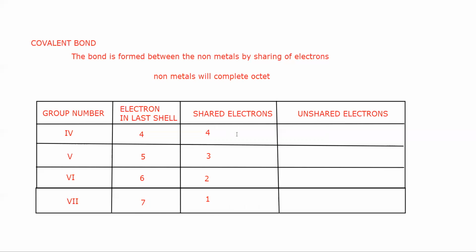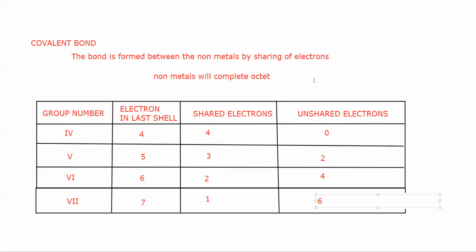Then how many will be unshared? Unshared means the difference between the number of electrons in the last shell and those shared. If there are 4 electrons and it shares all 4 of them, how many will be unshared? It will be 0. If 5 electrons are there and out of 5 it shared 3, how many unshared will be there? 2. If 6 are there, it shared 2, how many unshared will be there? 4. If 7 are there and it shared 1, how many unshared are there? 6.